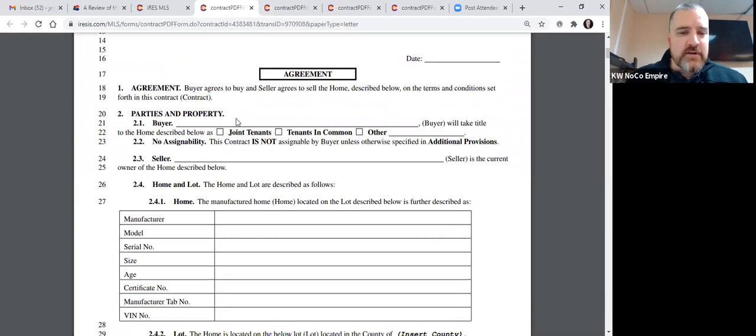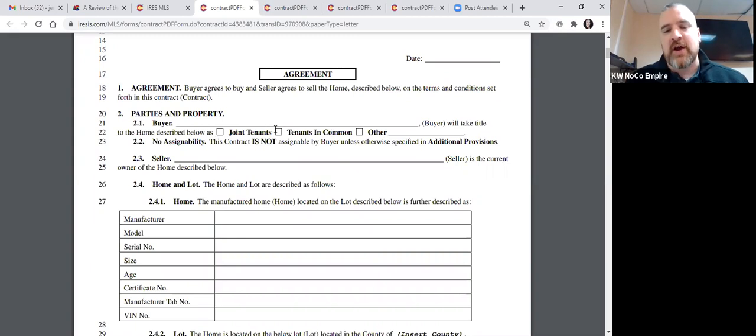Okay. Buyer, just like the contract to buy and sell: are they going to take title as joint tenants, tenants in common? If it is an LLC or an individual, you might check the other box and you would put in severalty. But in most cases, probably joint tenants if you have multiple people purchasing.